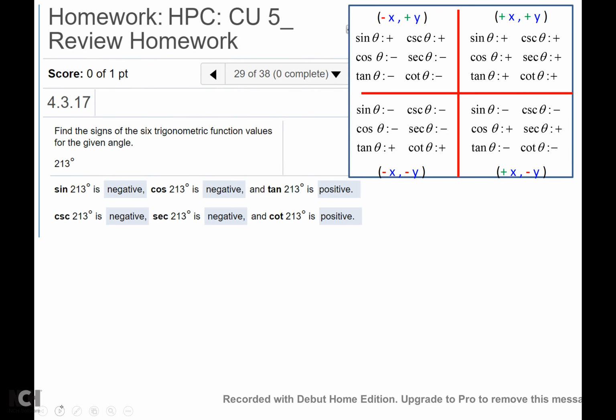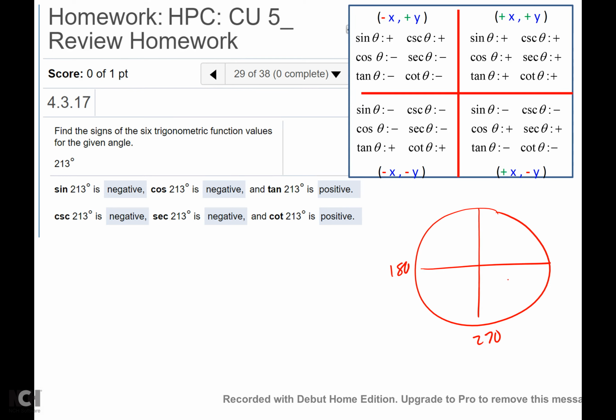Find the signs of the 6 trigonometric functions for the given angle. 213 degrees. This would be 180, this would be 270. So 213, again, we're in quadrant 3. So sine is negative, cosine is negative, tangent's positive, cosecant's negative, secant's negative, cotangent is positive.